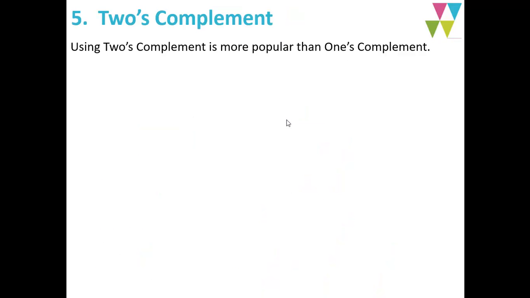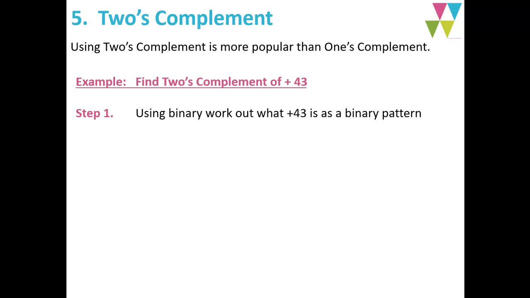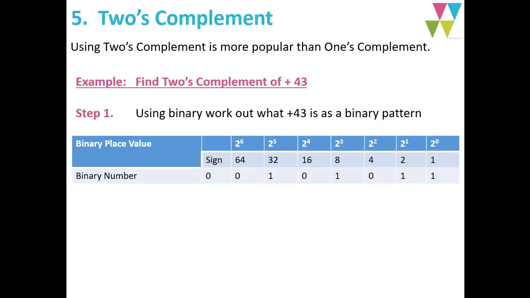In today's lesson, we're looking to use 2's complement, similar to 1's complement, but it's a lot easier and more popular to use, and it's a way of working out how to get a negative number from a positive number. So let's work out this example. We're looking to find 2's complement of positive 43. So the first thing we want to do is work out what the actual binary value is.